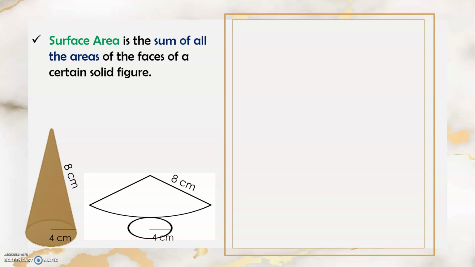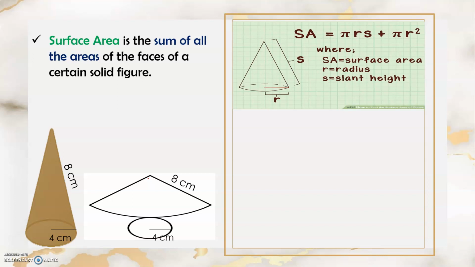Now recall as well that surface area is the sum of all the areas of the faces of a certain solid figure. So for example, if we have a cone with a base having a radius of 4 centimeters and a slant height of 8 centimeters, this is how its net looks like. And for us to find the surface area of this cone, we will use the formula pi rs plus pi r squared. Pi r squared is the area of the circular base, while pi rs is the area of the curved face.